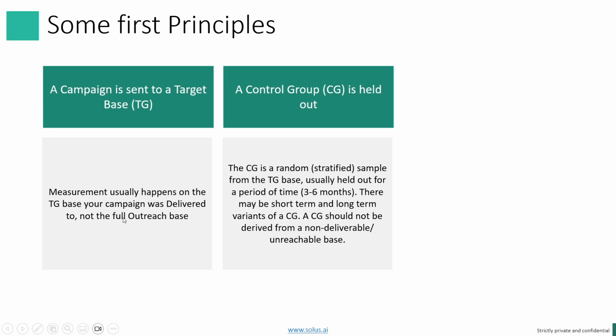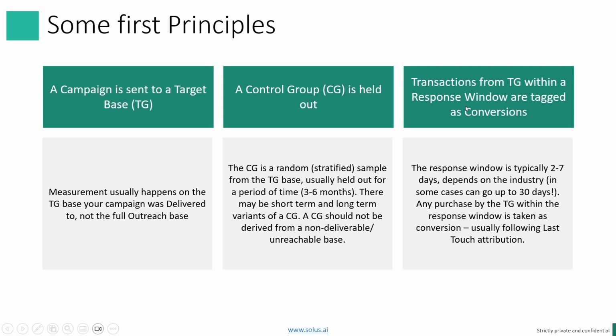So anyway, you've sent a campaign to a TG base, you've got a control group held out, and you have a concept of a response window. From that base of people you targeted, all of those who do a transaction within the next n days, or whatever the time window is, are treated as a conversion, and that transaction is linked to that campaign. If you've done multiple campaigns in a short window, last touch works okay. You can go multi-touch, but last touch would be a fairly okay way to figure out what conversions to tag to which campaign.